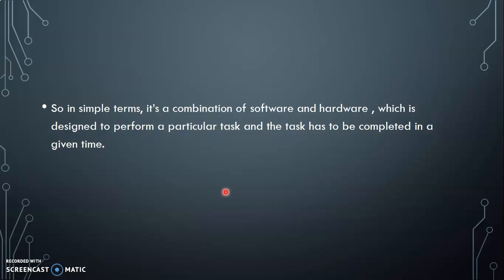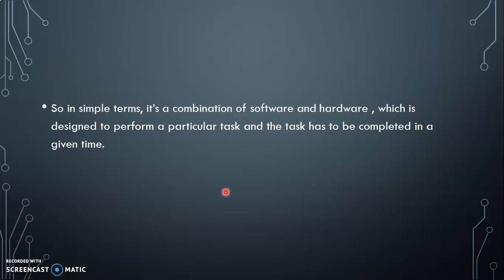For example, if I take myself as an embedded system, what are my hardwares? My organs are my hardwares, like my hands, my mouth, my eyes and all. And my brain is my software, which is programmed in such a way that today I am taking a session on embedded systems, and that too in a limited time frame. This is what exactly happens in embedded systems.